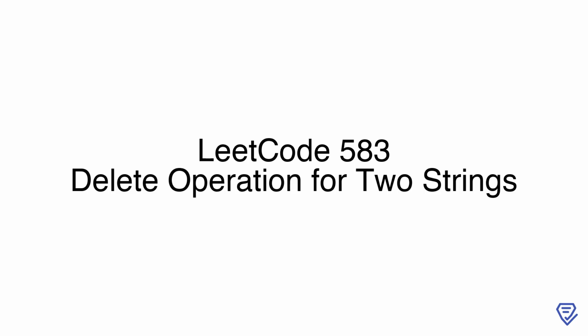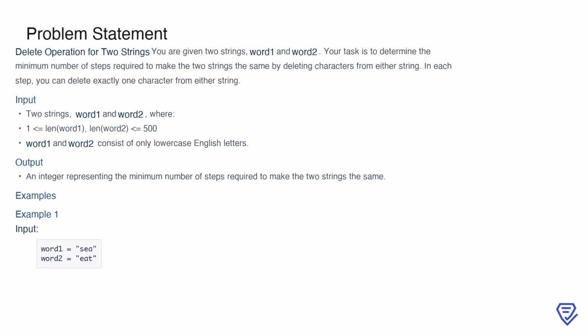Let's get started. The problem we're solving is called Delete Operation for Two Strings. Here, you're given two strings, word1 and word2, and the goal is to make these two strings identical by deleting characters. The task is to determine the minimum number of deletions required. You can delete exactly one character at a time from either string. For the input, each string has a length between 1 and 500 and contains only lowercase English letters. The output is an integer representing the minimum number of deletion steps needed.